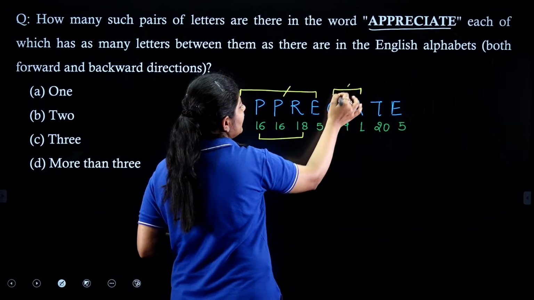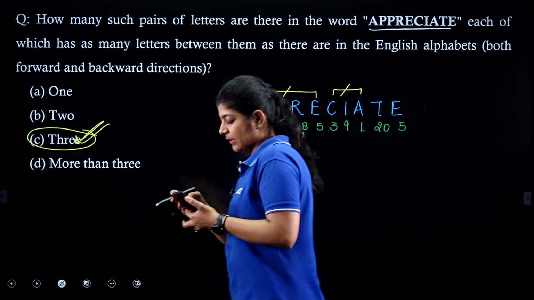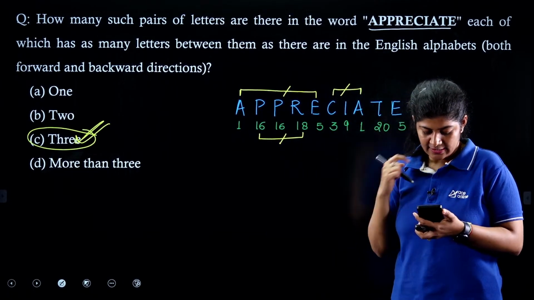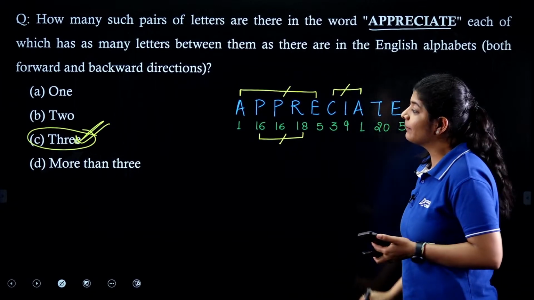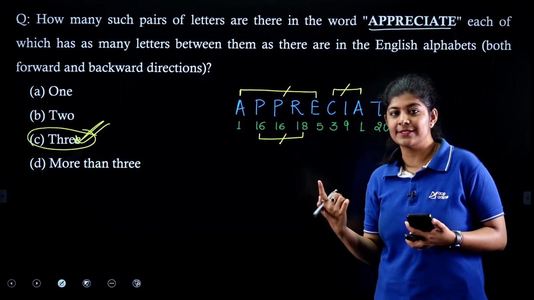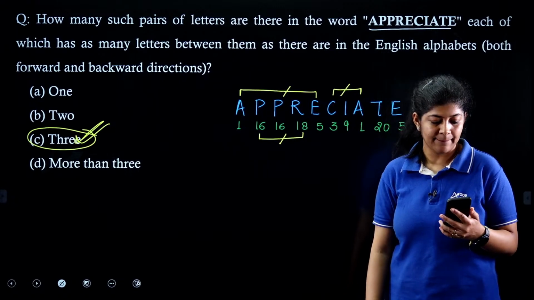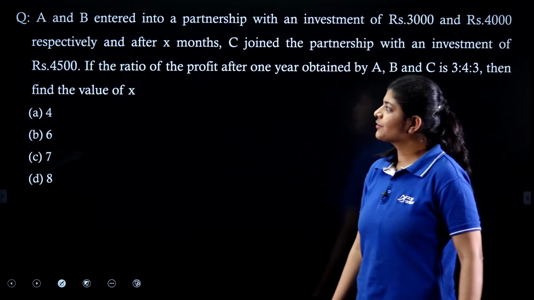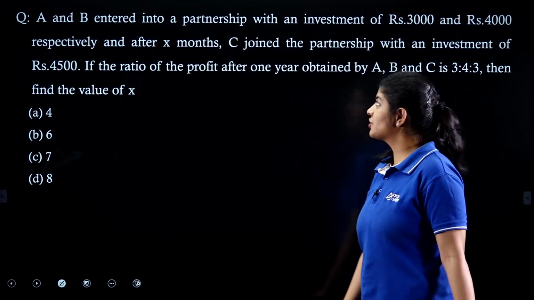We got 3 pairs: 1, 2 and 3. So the correct answer over here is option C. Right? You need to check all the possible pairs. Clear? Next one.